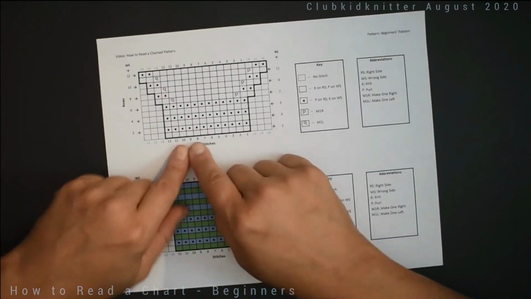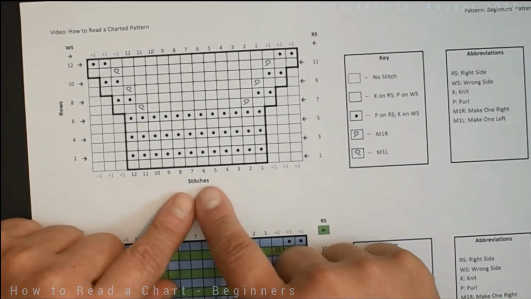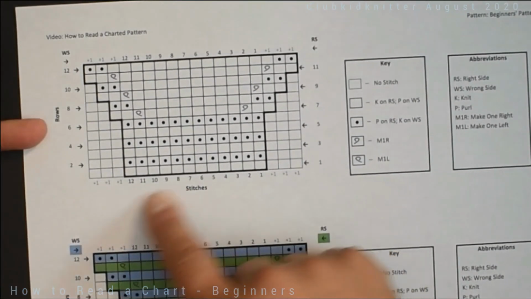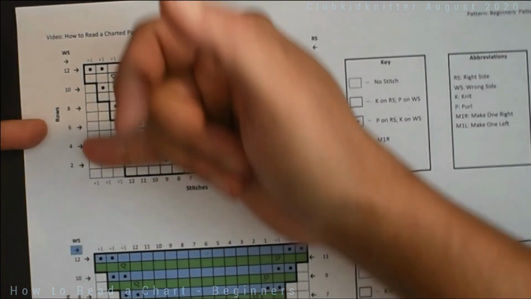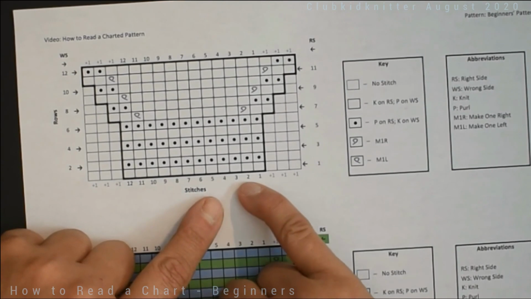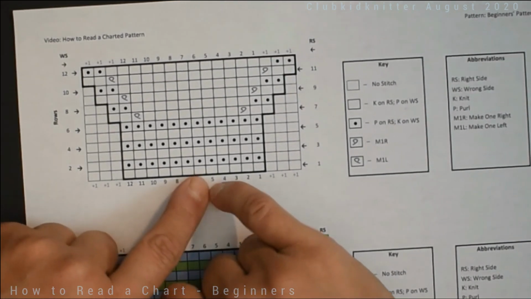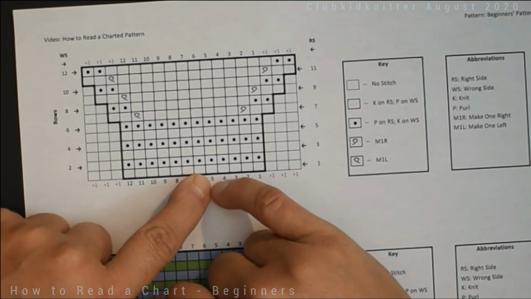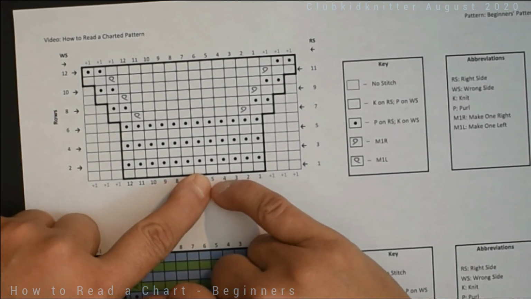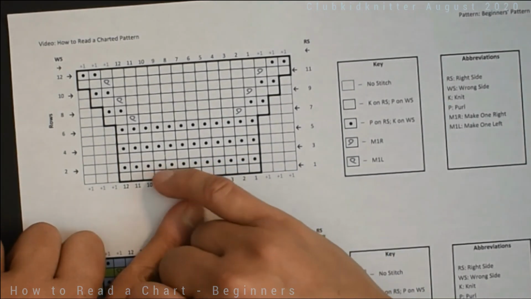The next thing I want to talk about is this bottom right here. I've labeled this chart stitches down here along the x-axis, and then along this axis, the y-axis, it's labeled rows. These numbers here literally signify a stitch. If I am right here in my work on my needle, I am literally on stitch 5. Each box that you see here is an actual stitch in your knitting.